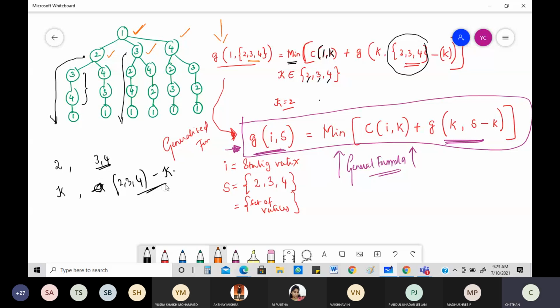This is what you came across. Now this is with regard to source 1. We will not have source 1 every time. We'll have different ones, so I have to generalize even further. That was done using this formula. G of i, S is equal to the minimum value of, and you can see very clearly that instead of 1, I have taken this as i. So i can be any source vertex, and all other things will remain the same. S minus k represents all the set of vertices, in this case 2, 3, 4. i is nothing but your starting vertex.